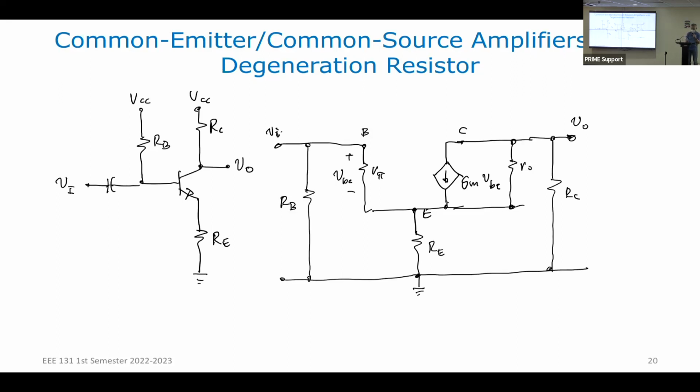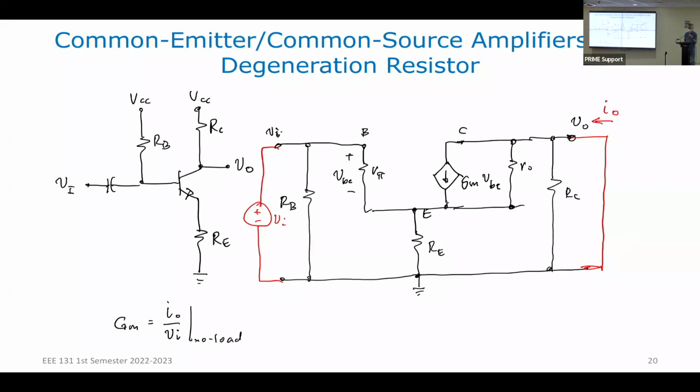So, for example, ano yung GM? GM is I sub O over V sub I at no load. At no load. So anong gagawin natin to compute for G sub M? Exactly the same thing. No load, so i-short natin to. And then magkakabit tayo dito ng test voltage. So this is V sub I. That is our test voltage. And then we compute for I sub O. Right? So you compute for I sub O divided by V sub I, and that is going to be GM.